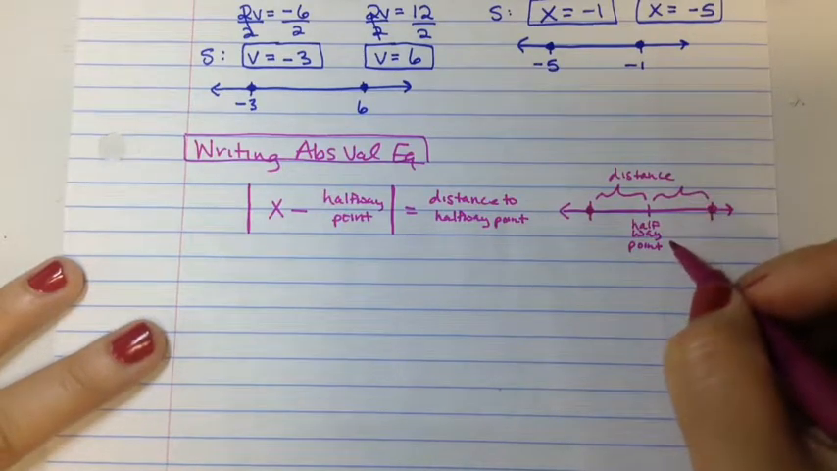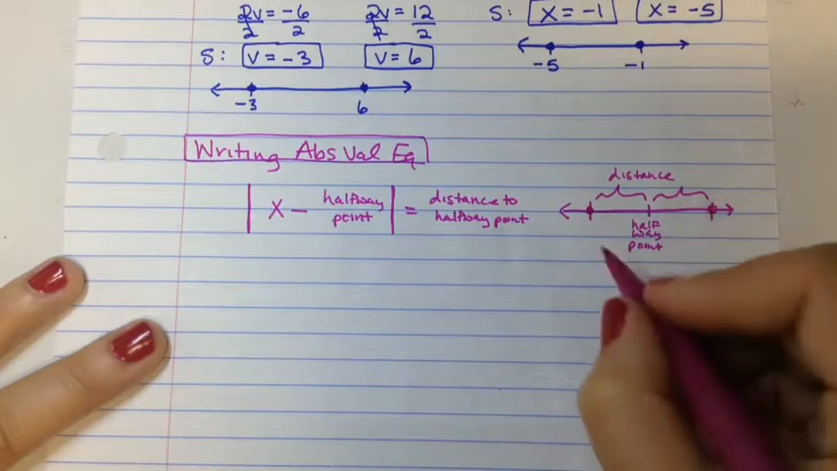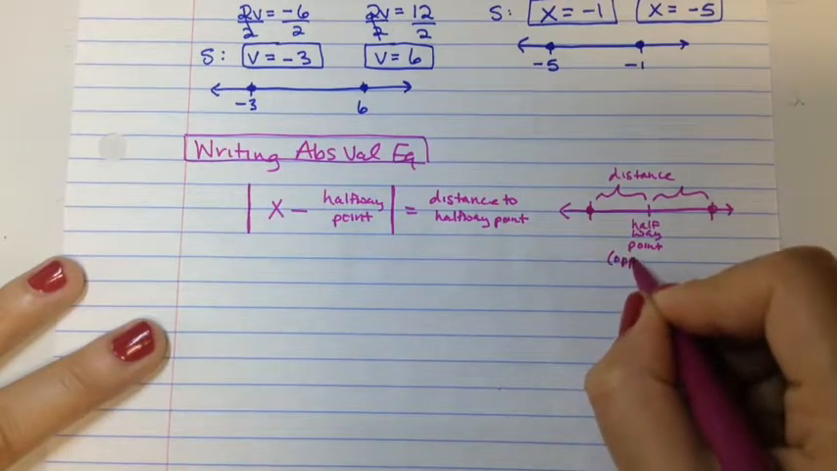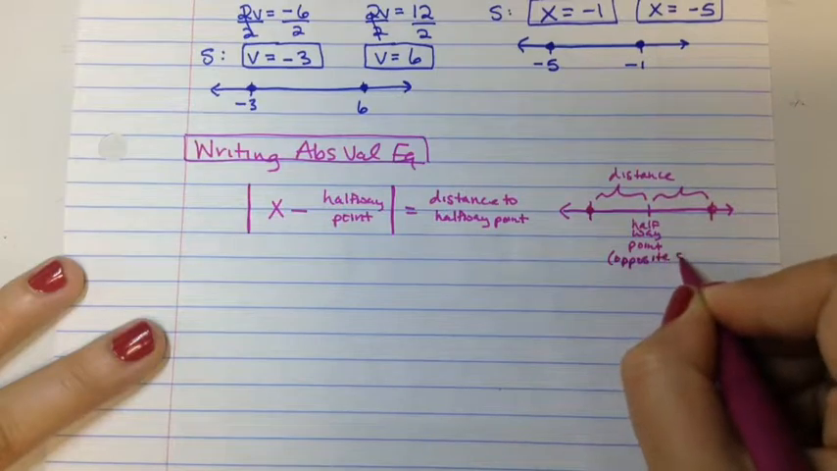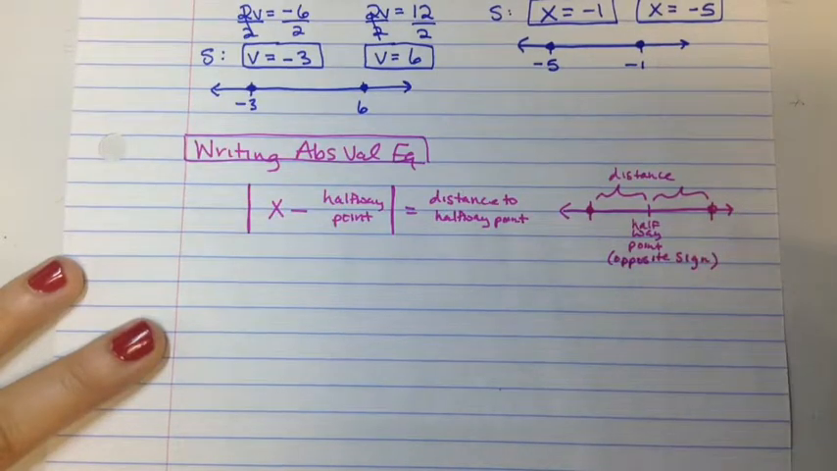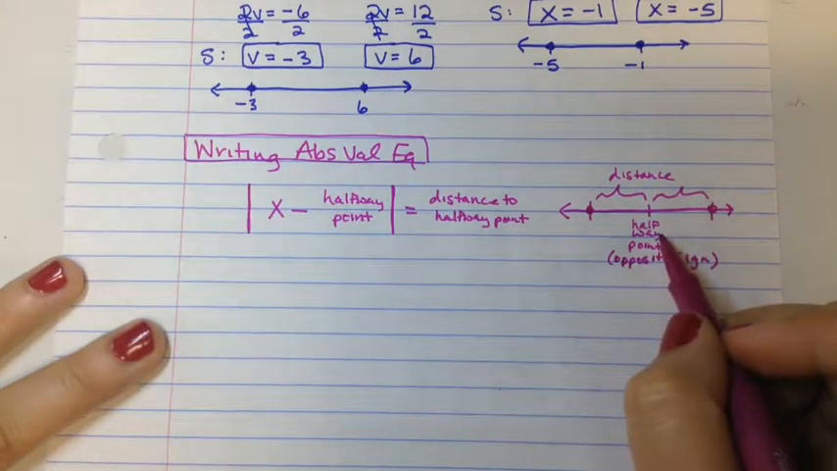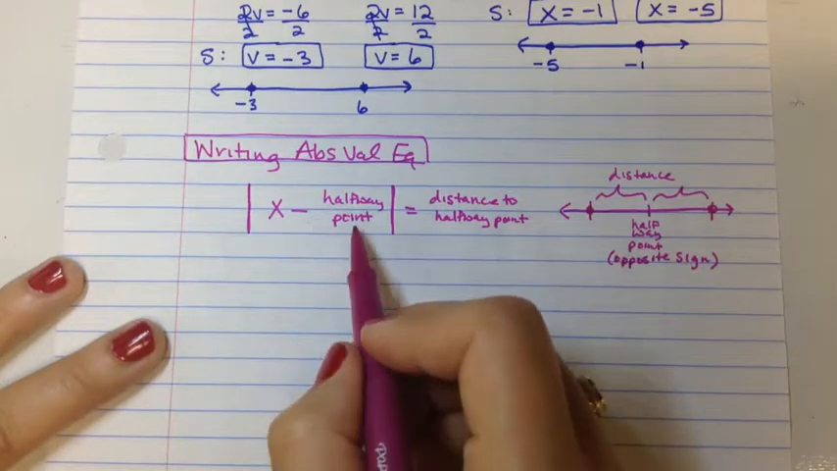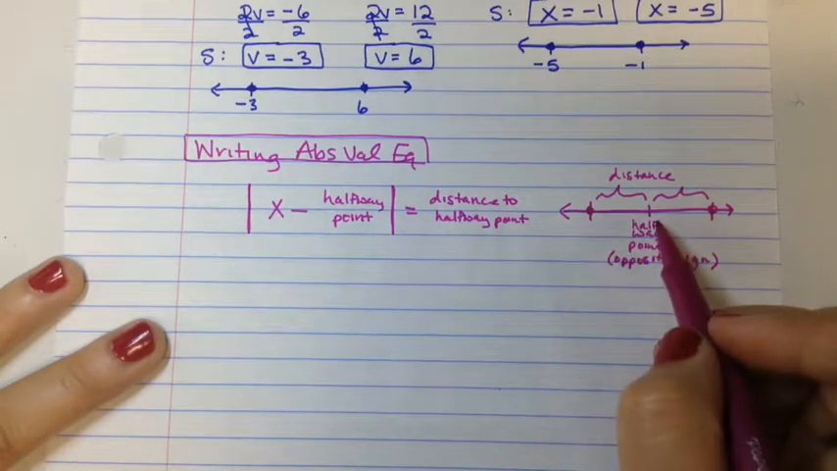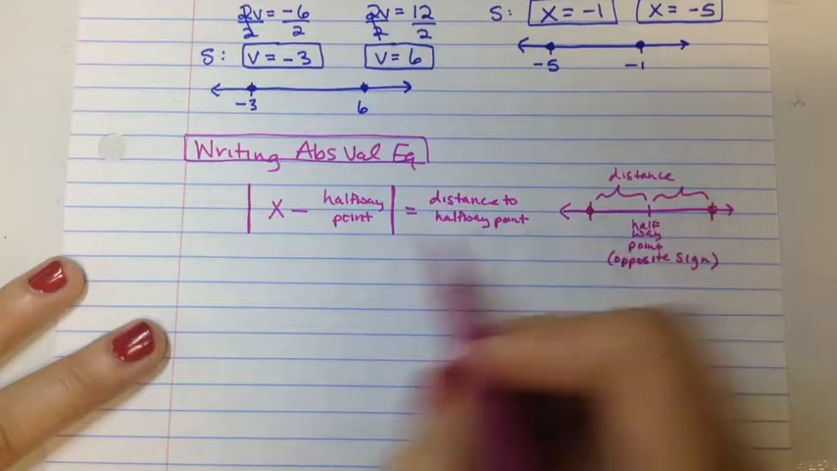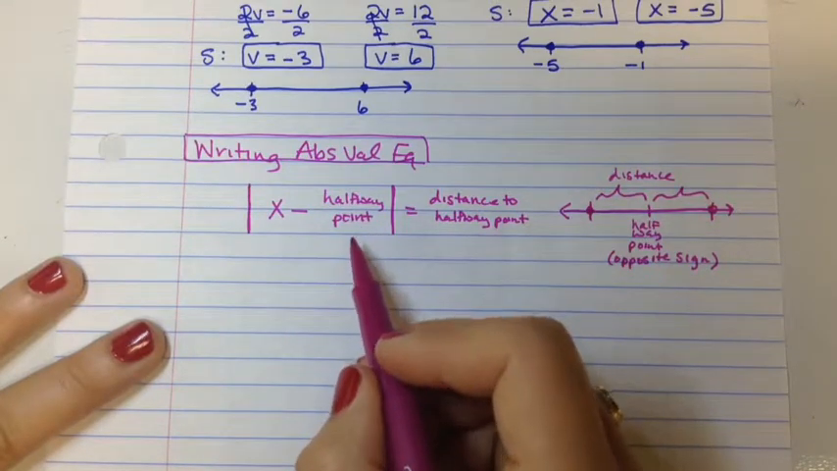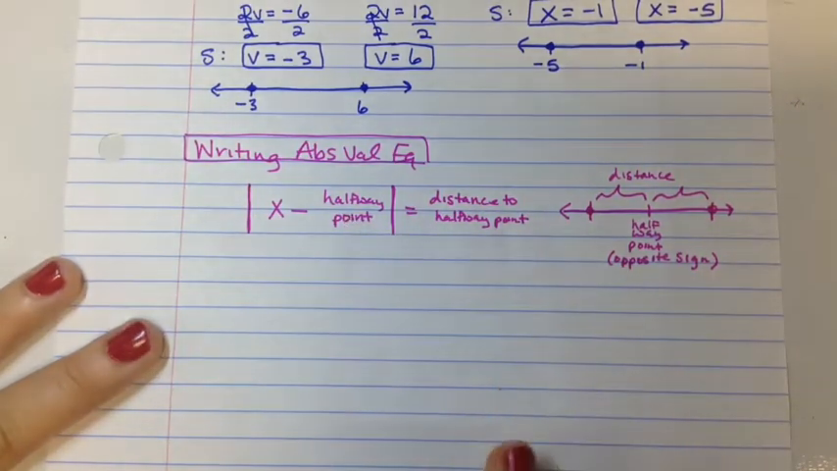Now it's important to notice that when you're using this halfway point, you're going to be plugging in the opposite sign than what you see here. So if your halfway point is at 3, your equation is going to say minus 3. And if your halfway point is at negative 5, then this should say plus 5. You're using the opposite value, the opposite sign.